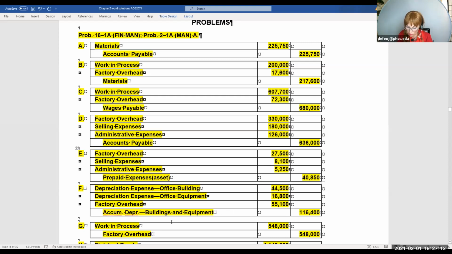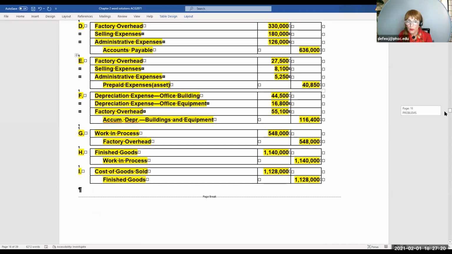Then we have factory overhead applied to the jobs. So here's our estimate. We debit work in process. We're charging the inventory 548,000, and we're crediting factory overhead. So factory overhead applied is a credit. I think, Myra, you asked me if it's a credit. It's a credit because the debit goes to work in process.